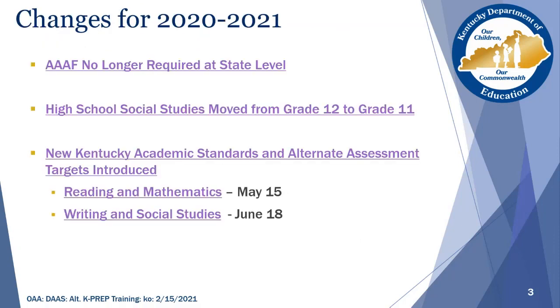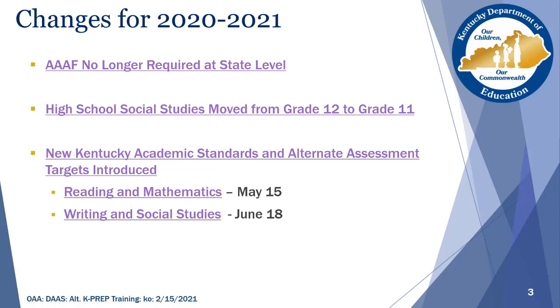Another important topic to discuss today are the changes that took effect for the 2020-2021 school year. It was decided over the summer that the Alternate Assessment Accountability Folder, or AAAF, will no longer be required at the state level. The district may continue to use the folder if they choose to, but this is something that KDE will no longer utilize as a monitoring tool.